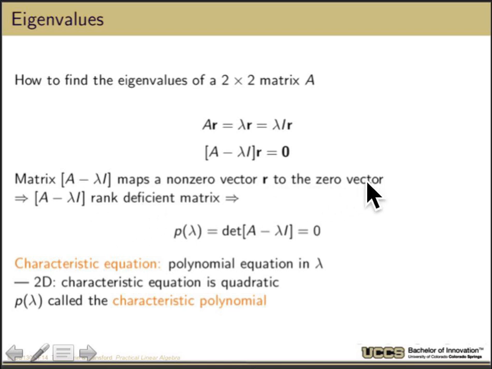Okay, now what does that tell us? Well, since it's going to map it to the 0 vector, it's the homogeneous solution problem we talked about before. That means it has to be rank deficient. In particular, that means that the determinant of A minus lambda I is equal to 0. Because we've written lambda in this equation, we're going to call this thing the characteristic polynomial. And it's called the characteristic polynomial even in higher dimensions as well. And whenever the determinant of A minus lambda I is equal to 0, then we have an eigenvalue, and we can get its associated eigenvector.